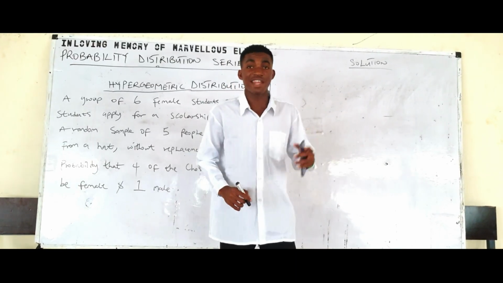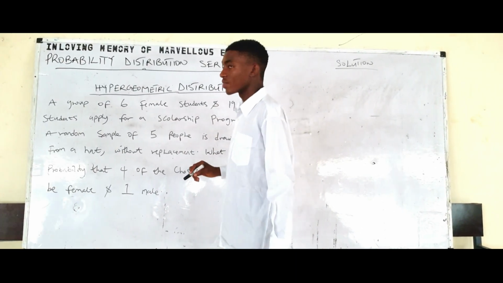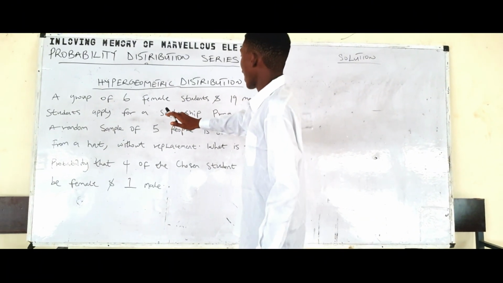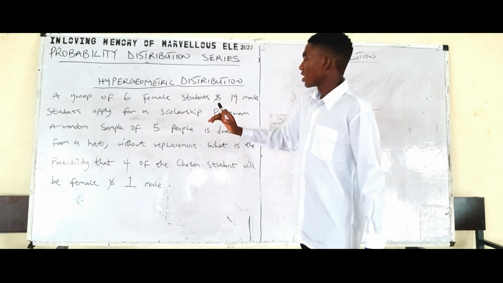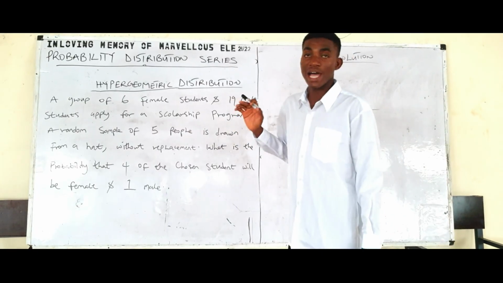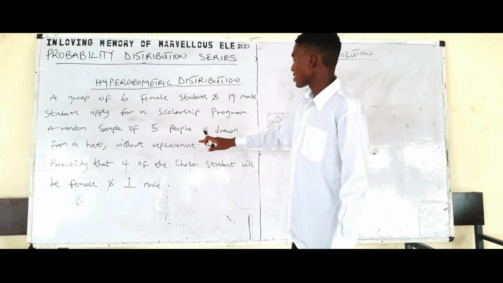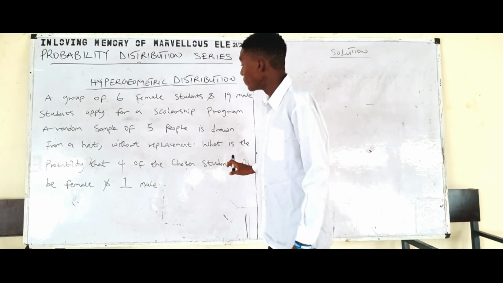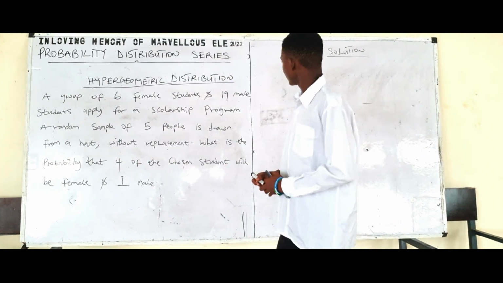Okay, so we have an example here. The example says a group of 6 female students and 19 male students apply for a scholarship program. A random sample of 5 people is drawn from a hat without replacement. What is the probability that 4 of the chosen students will be female and one male?